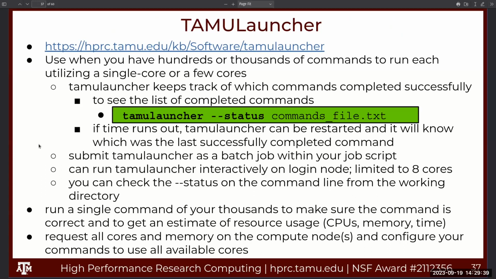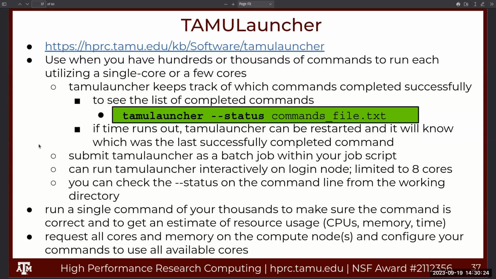All right, tamulauncher. If you have a lot of single core commands that you want to run, let's just say you have 1,000 commands. Instead of submitting 1,000 jobs, what you want to do is submit one job that has 1,000 commands in it. So you can run tamulauncher -h to see the help. Basically what you need is a commands file. And in that commands file is where you have each command. So if you have 1,000 commands, you'll have a commands file that has 1,000 lines. Each line is a command, probably processing a different parameter or a different input file.